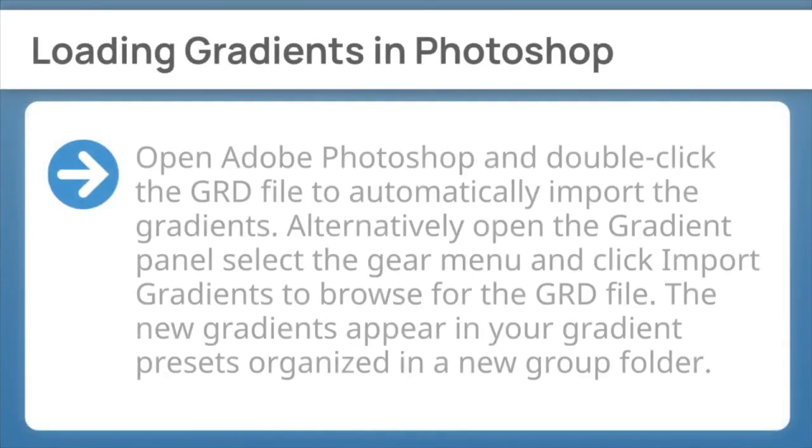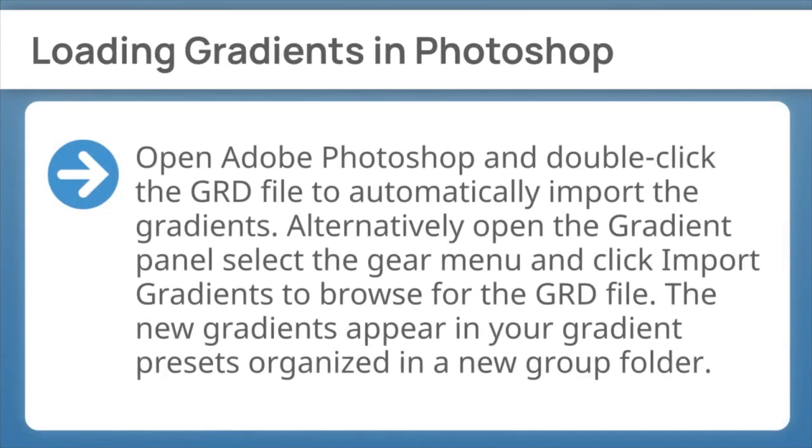First, loading gradients in Photoshop. Open Adobe Photoshop and double-click the GRD file to automatically import the gradients. Alternatively, open the Gradient panel, select the Gear menu, and click Import Gradients to browse for the GRD file. The new gradients appear in your gradient presets, organized in a new group folder.